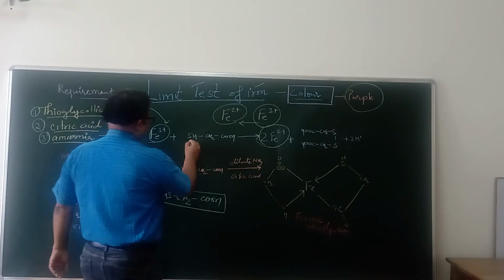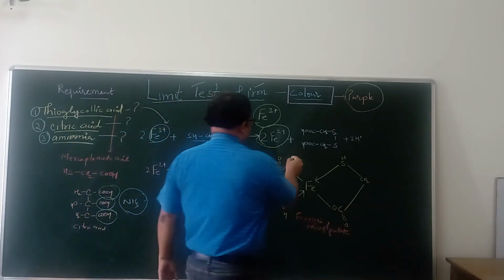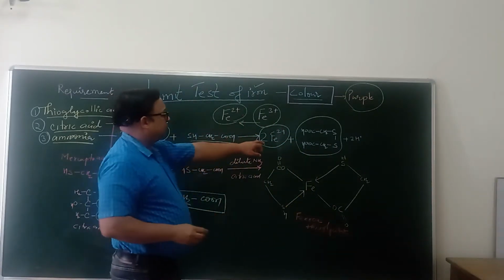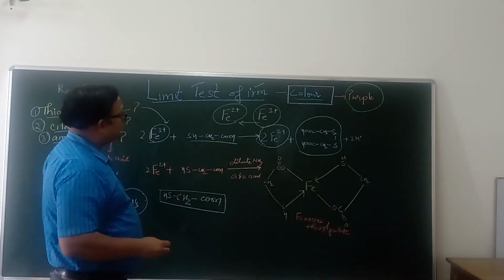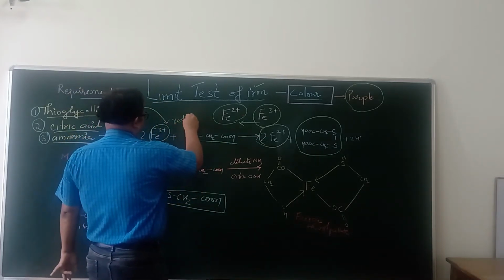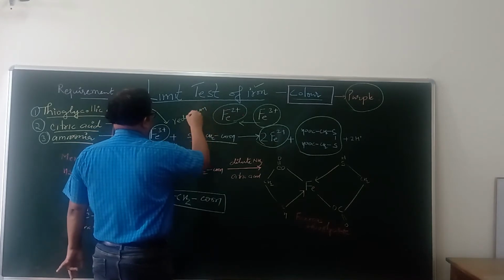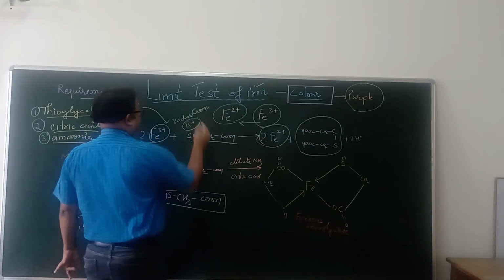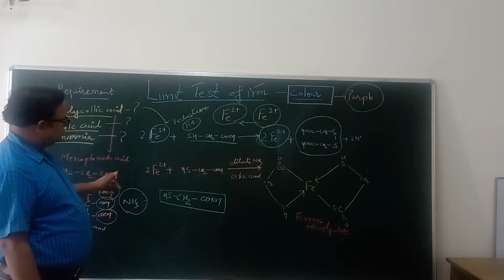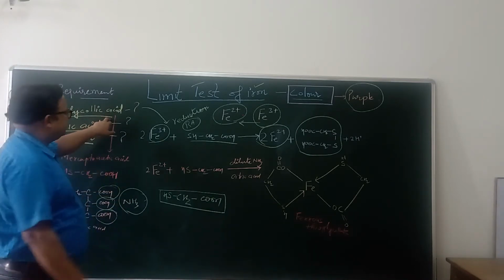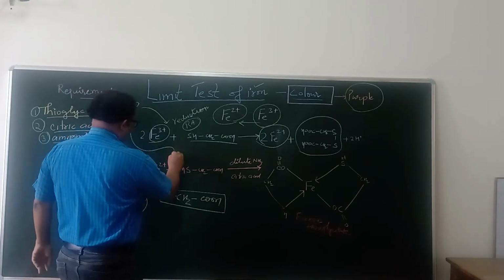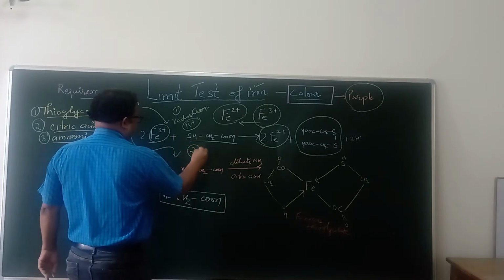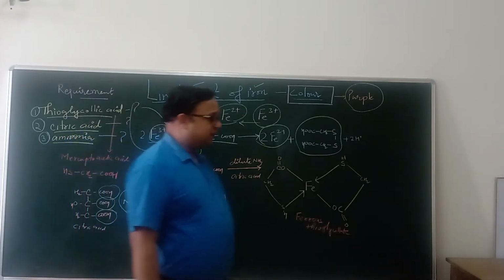Here you can see the reaction. This is thioglycolic acid. It is making a complex dimer with this, and it is converting ferric into the ferrous. So the first role is the reduction, or it is acting as a reducing agent. Here thioglycolic acid has one more role. So in the limit test of iron, thioglycolic acid has two roles. The first role is the reduction, or as a reducing agent.